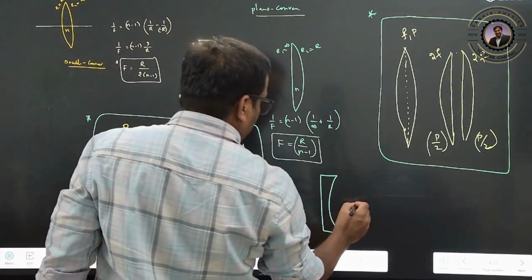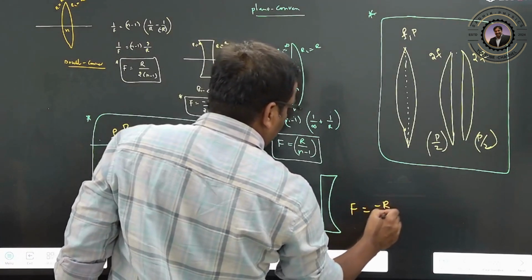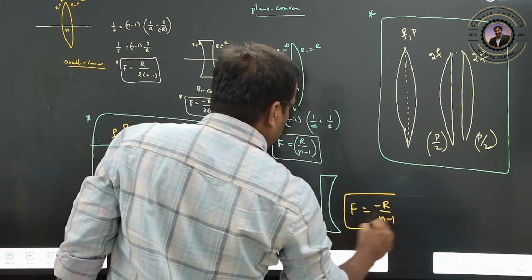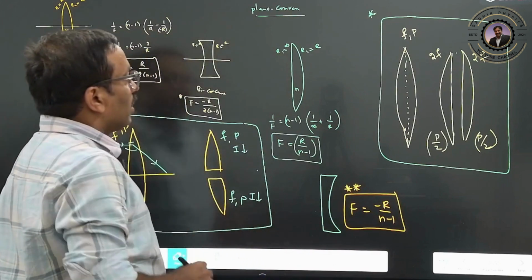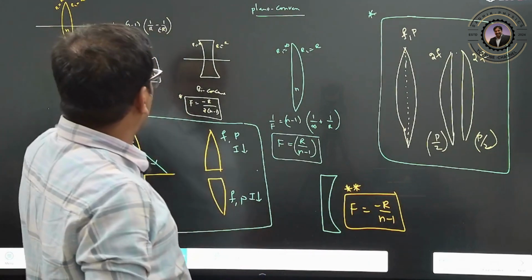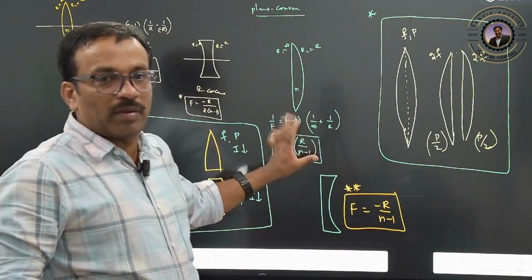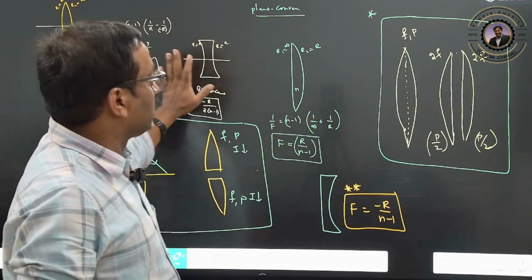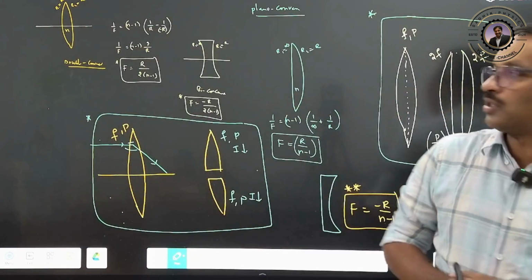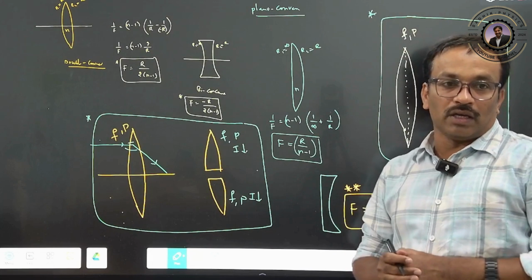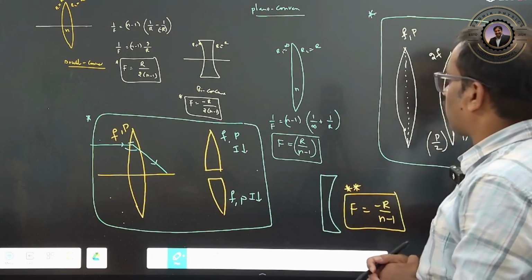Focal length, it will become minus r by n minus 1. So therefore here the focal length of this one. Clear? So most of the times, try to remember these formulas. If you don't remember also no problem, I will use only the lens maker formula. But here the division of the lens is most important in this scenario.